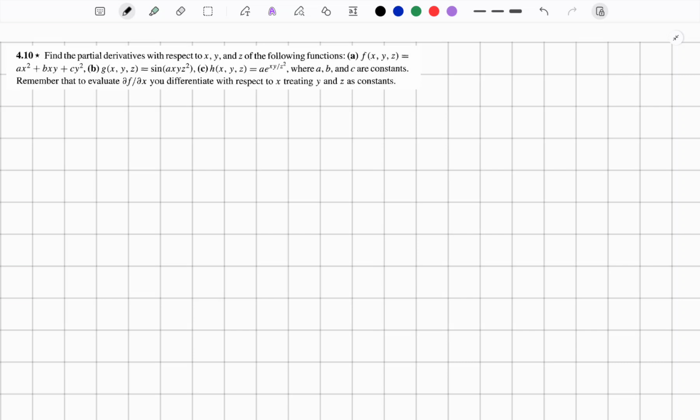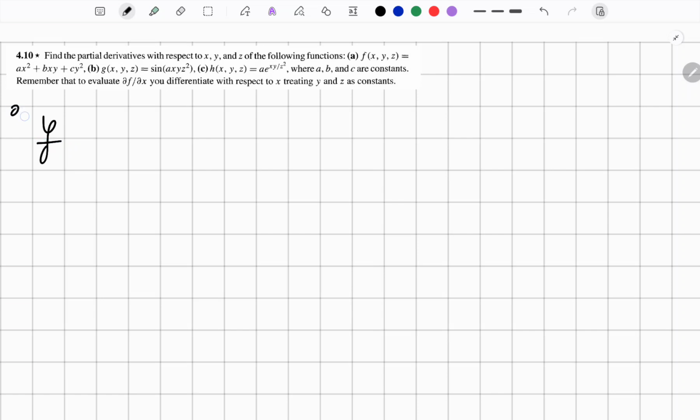It's not that hard. What we're going to be doing is, when you take a partial derivative with respect to x of a function of x, y, and z, you're treating y and z as constants and taking a derivative as you normally would, only with respect to x.